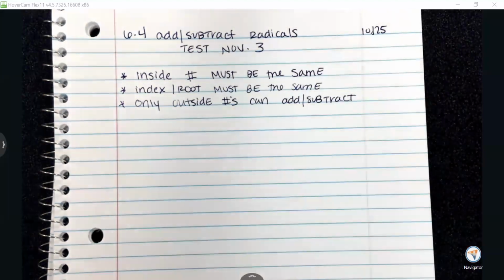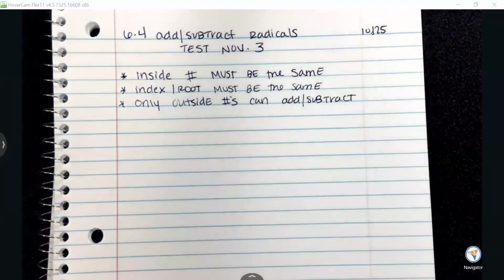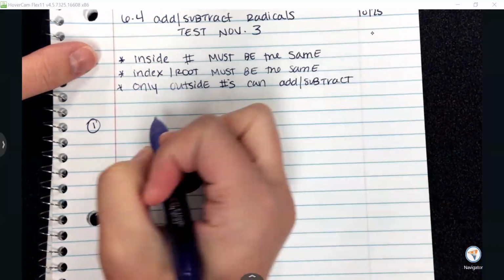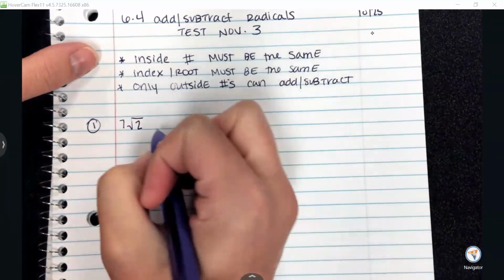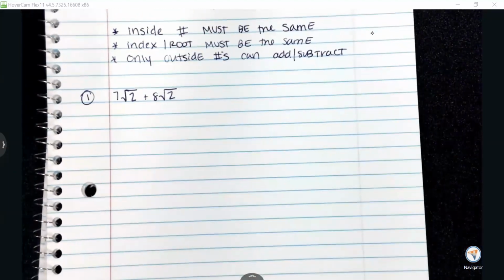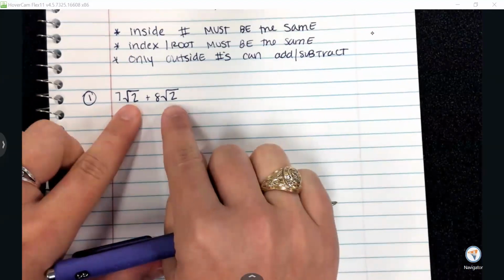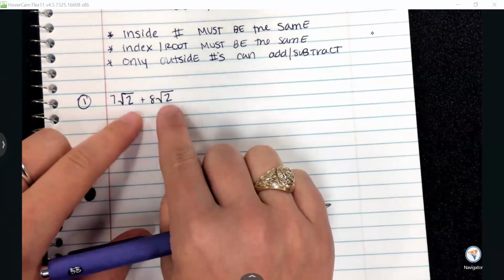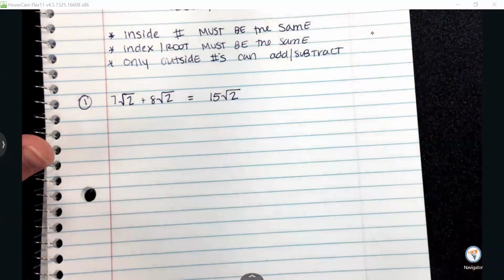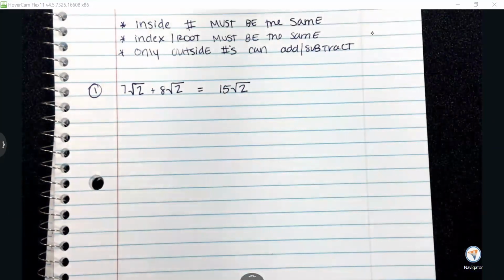So we have 5 quick problems to do today, and then you should be able to get your practice done before you leave class, okay? So example number 1 says 7 square roots of 2 plus 8 square roots of 2. The first thing you have to check is that what's inside the square root is the same thing. Since these both say square root of 2, I can add them together. So my answer will be 15 square roots of 2. Only the outside numbers add together, the inside stays the same. Okay.